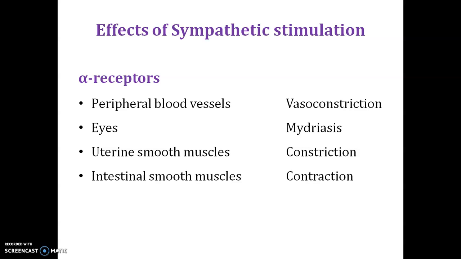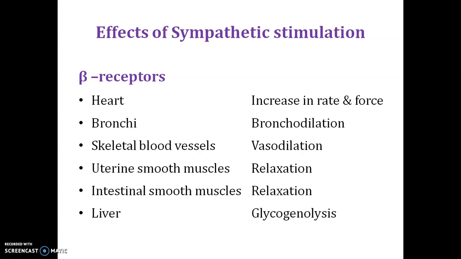The effects observed after sympathetic or adrenergic stimulation are again divided into alpha actions and beta actions, and it depends on which receptor the drug acts on. Vasoconstriction of peripheral blood vessels of skin and mucous membrane, mydriasis, constriction of uterine smooth muscle, and contraction of intestinal smooth muscle are the effects observed after stimulation of alpha adrenergic receptors.